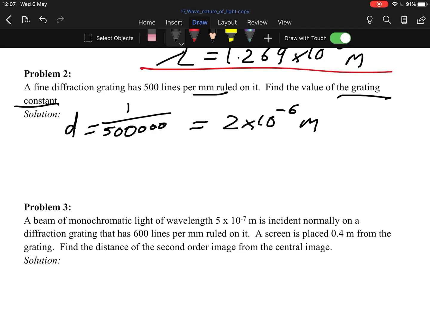That's all you do. A diffraction grating has 400 lines per millimeter. What's the diffraction constant? 1 over 400,000. A diffraction grating has 8 lines per millimeter. That's too low, but we'll just say 8. What's the diffraction constant? 1 over 8,000.